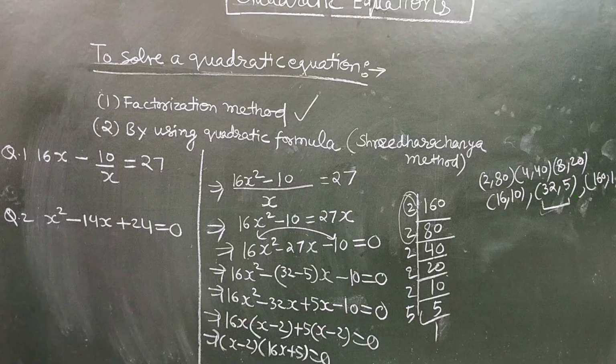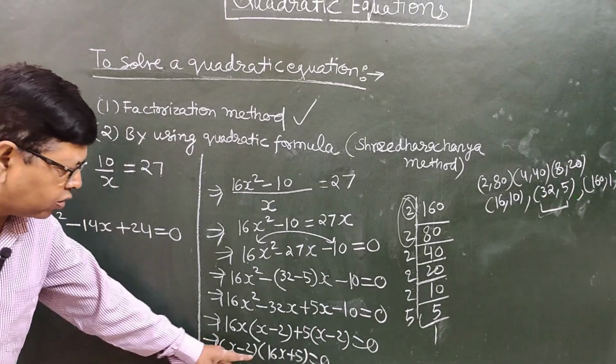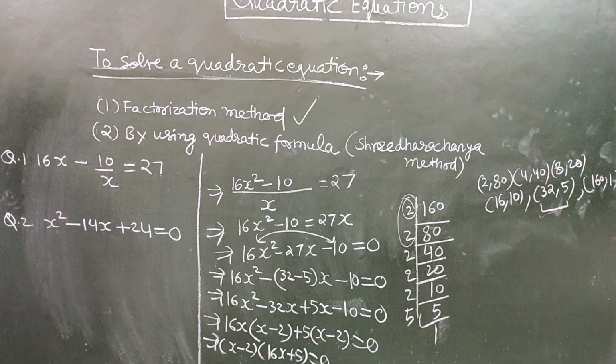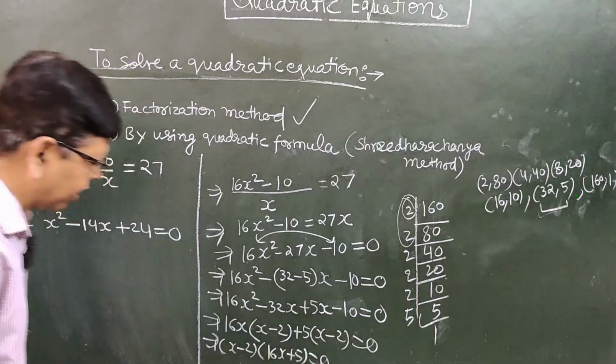So I have factorized the left hand side. Now the product of two values is equal to 0. So either the first value is 0 or the second value is 0.